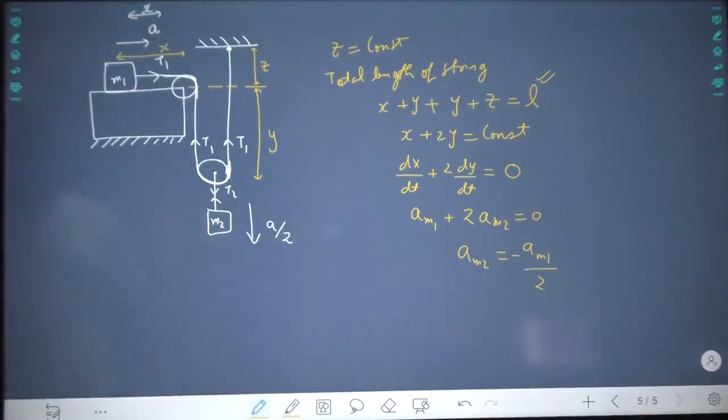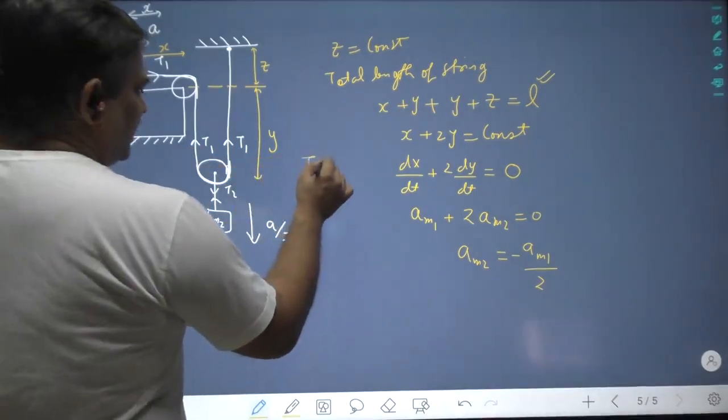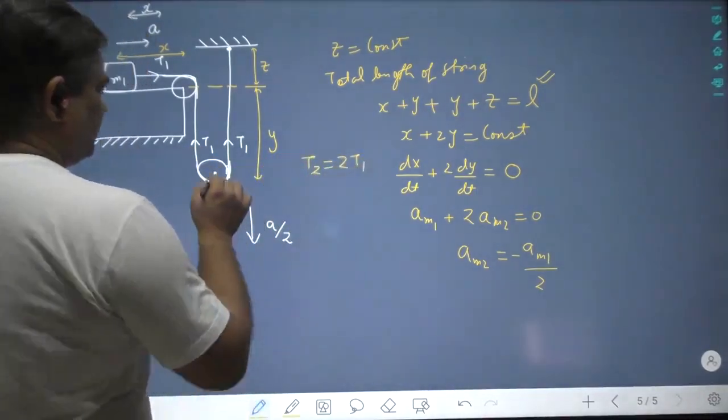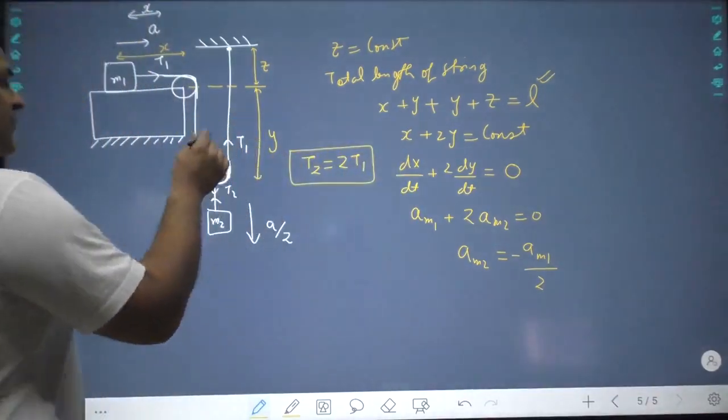Now see, one more thing is that for this particular pulley, T2 is equal to 2T1. This particular pulley is massless, so the forces will be balanced. Is this thing clear to you?